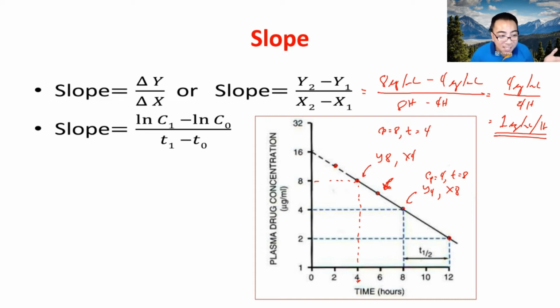Now, provided, class, this is a zero order process. If this was a first order process, class, then what would happen is we put a natural log on this, ln. So therefore, that's equal to ln 8 minus ln 4 over 8 minus 4.